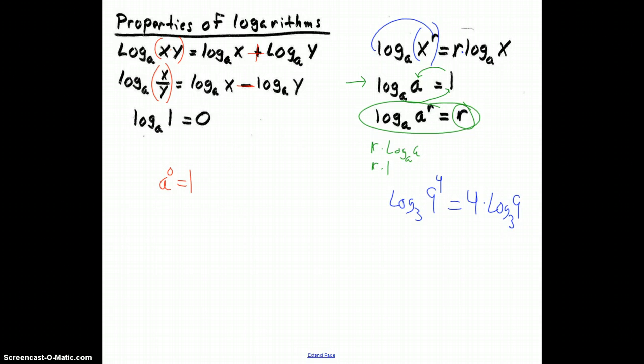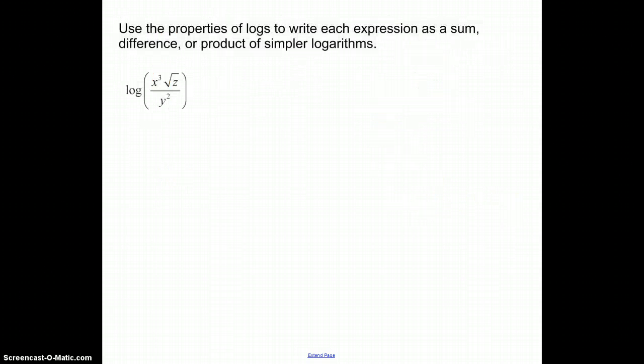Okay, there's your properties. So now, as an example, it says use the properties of logs to write each expression as a sum, difference, or product of simpler logarithms. What you want to do, okay, this is kind of a complicated one, but it's got all the pieces. We have a fraction. So what we're going to do is separate numerator from denominator. That's where we're going to start. So this equals, when you're having a fraction inside of a logarithm, you're going to take the log of the numerator, and you're going to subtract the log of the denominator.